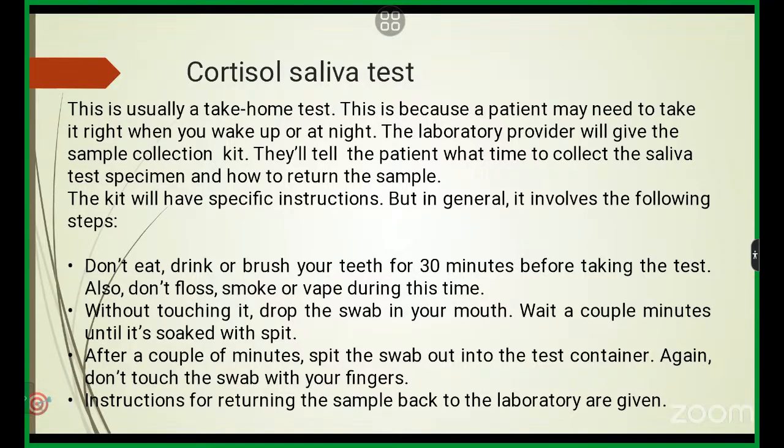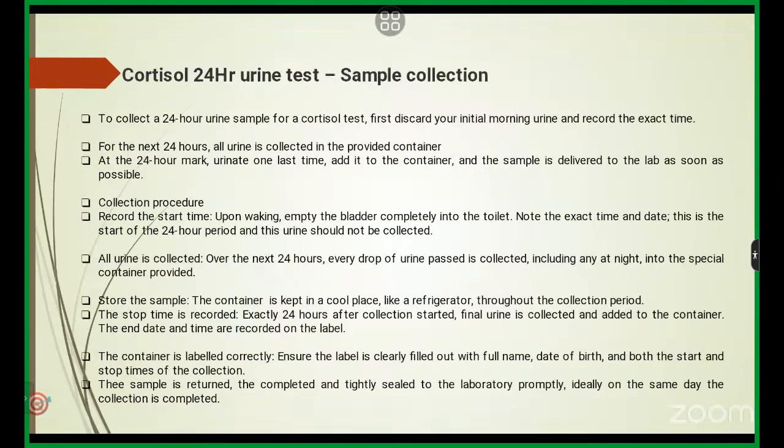After a couple of minutes, spit the swab out into the test container. Again, don't touch the swab with your fingers. After inserting it in your mouth, for it to be soaked with saliva, insert it carefully without touching the swab with your fingers. The instructions for returning the sample back to the laboratory are usually given. But now you have to explain this for the patient to get it clearly, so that mistakes are not made. Because if a mistake is made in the collection of the sample, a wrong diagnosis is made, because the methodology is very sensitive.